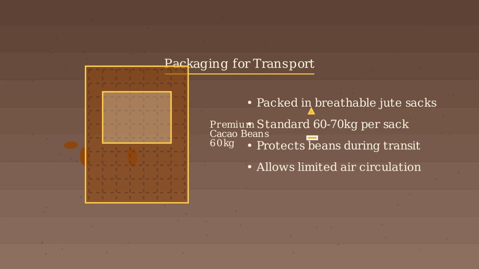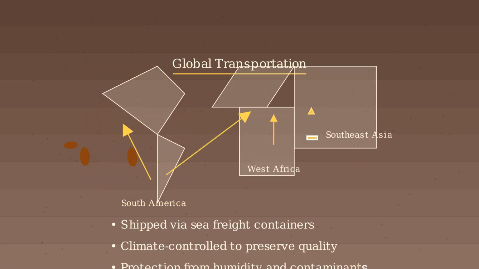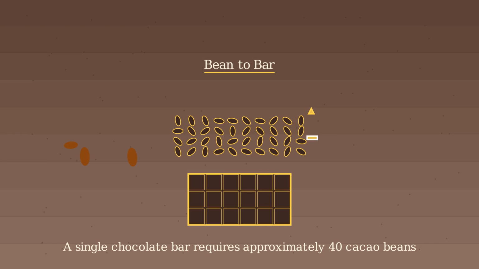kilograms of beans. The filled sacks are then transported to chocolate manufacturers worldwide via sea freight containers, often traveling thousands of miles. During this journey, quality control checks ensure the beans maintain their flavor profiles and aren't exposed to contaminants or excessive humidity. Did you know that a single chocolate bar requires approximately 40 cacao beans? That's why careful sorting and transportation is essential to ensure only the highest quality beans make it to the chocolate maker. With the beans now sorted and safely transported, they're ready for the next step, roasting.